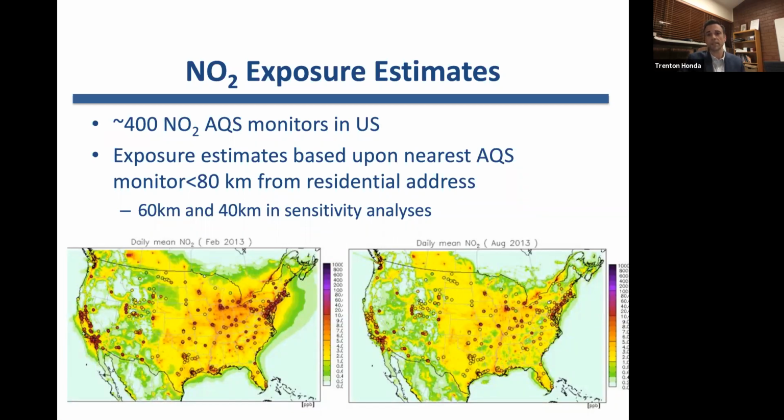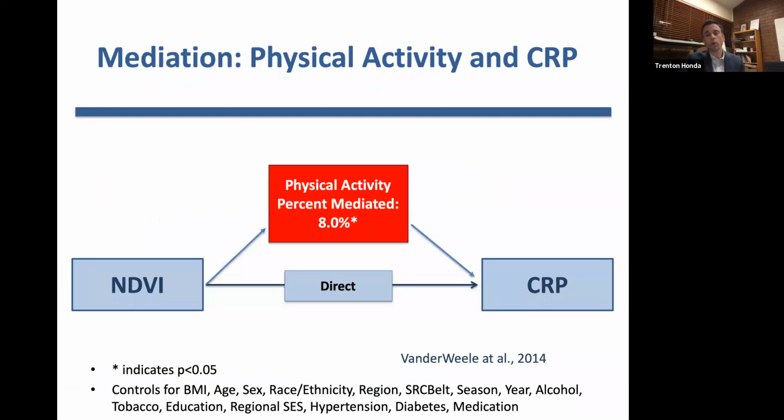And the only significant mediation that we identified was an 8% mediated effect between the neighborhood greenness and CRP by physical activity. And in order to do this analysis, we used the causal mediation approach by Tyler VanderWeele, published in 2014.